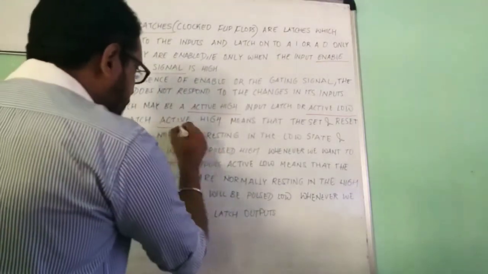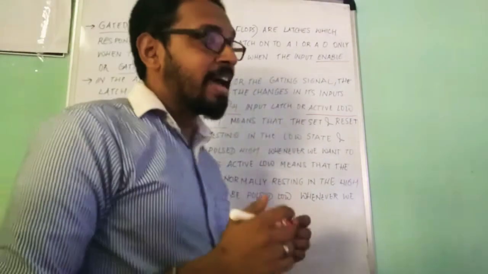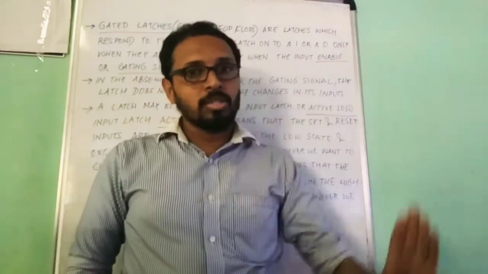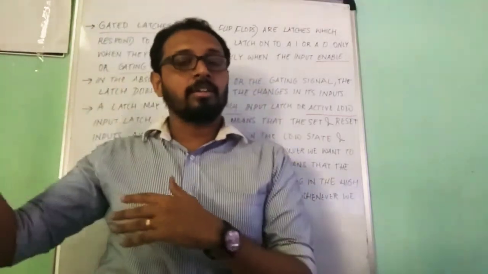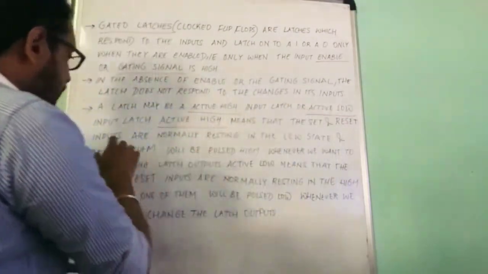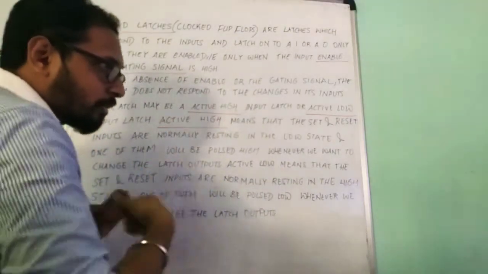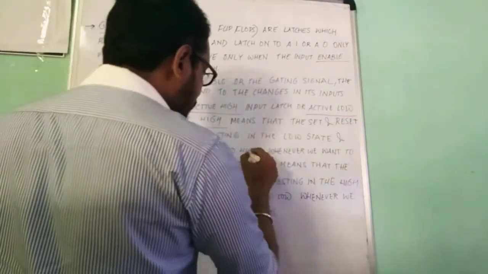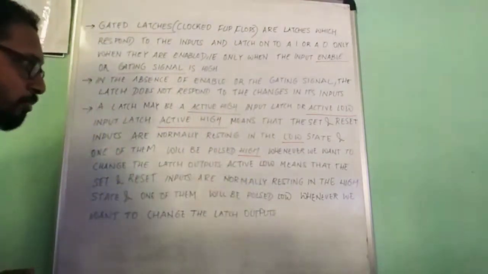Active high means the set and the reset inputs are normally resting in the low state. One input stays in the low state, and based on the input it will get triggered, or excited, to the high state. One of the inputs will be pulsed high whenever we want to change the latch outputs.